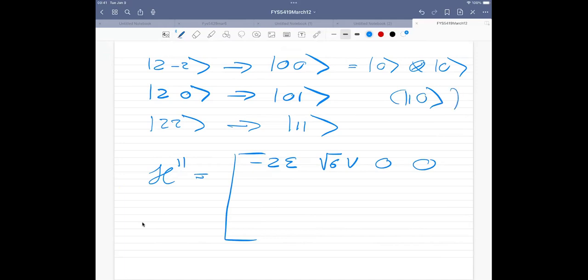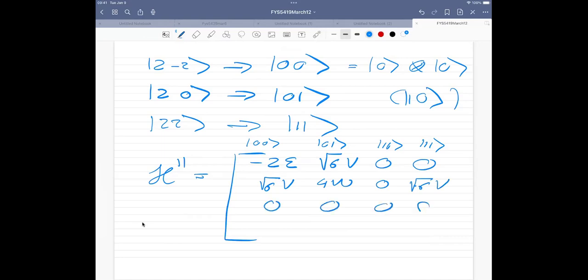And then I have my, so this would be my 0, 0. This is my 0, 1. And then there is the 1, 0. And then I have the 1, 1 here. Then this would be 6 times v. And then I have 4w. I have 0, and then I have square root of 6 times v, and then comes the zeros. And finally, I have 0, square root of 6 times v, 0, and finally, I have my 2 epsilon here.